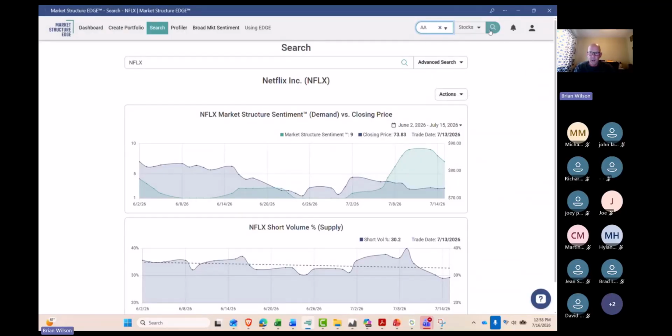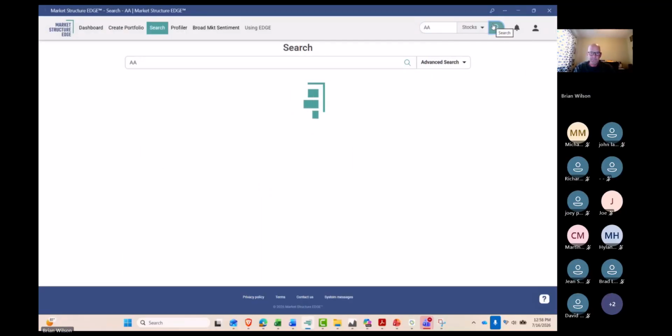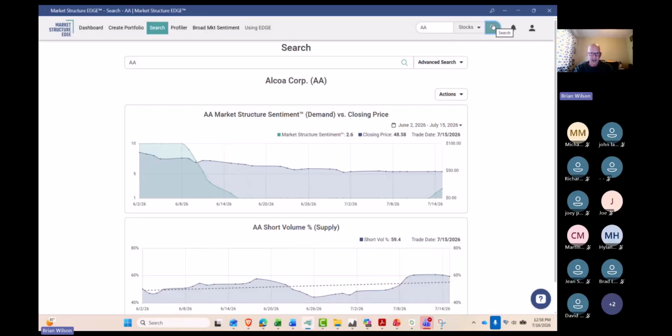If we look at Alcoa, what's their setup right now? Much weaker. Sentiment is 2.6 out of 10. Short volume is above trend. That's definitely more of a value play. So of the two, Netflix would certainly have a much better setup going into their earnings print.